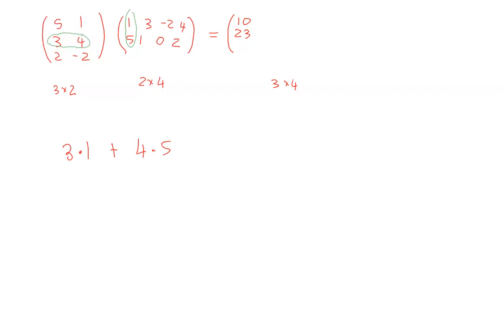So I'm taking 3, 4 and 1, 5, and I take the dot product of these two things. Look at it: 3 times 1 and 4 times 5. So the first number of the row with the first number of the column, the second number of the row with the second number of the column, right?